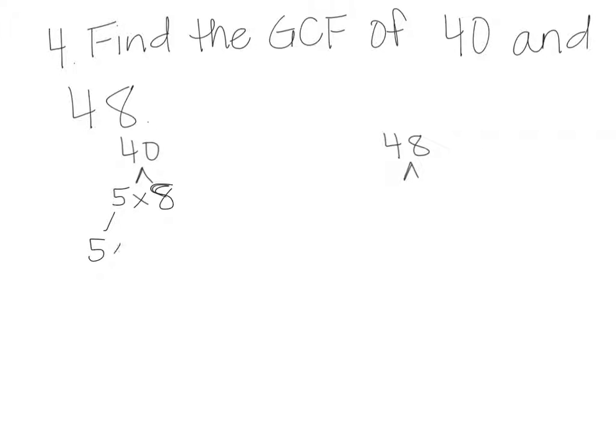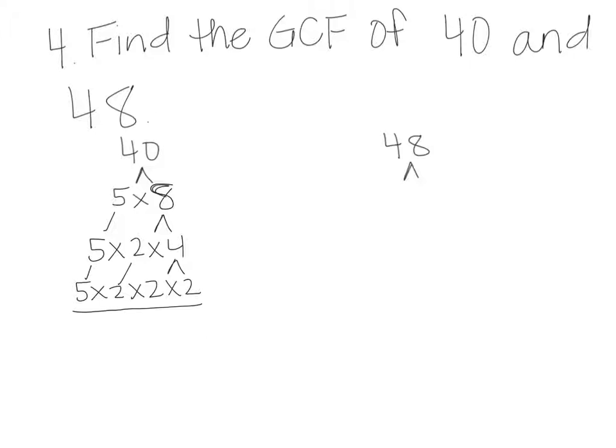Recognize that 5 is prime, so it's going to come down to the next row. And 8, I'm going to say 2 times 4 will give me 8. So 5 is prime, 2 is prime, but 4 is composite, and I can get 2 times 2 to give me 4. So now my bottom row for 40 all has prime numbers in it.